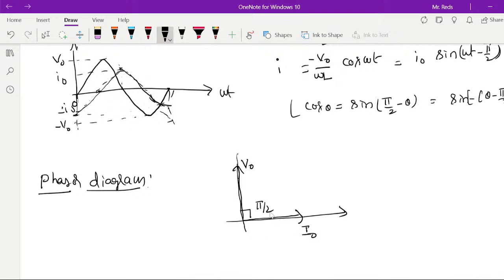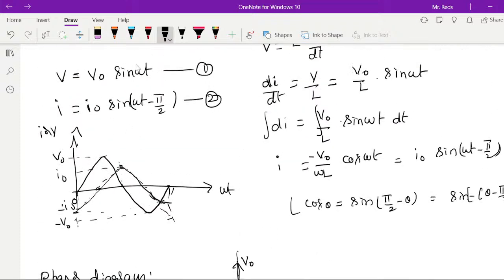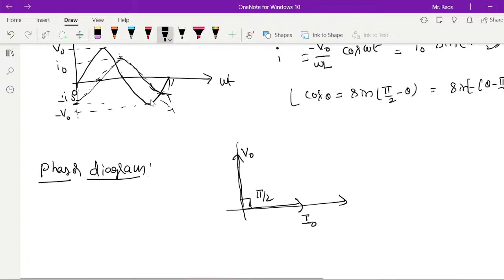Whereas for a pure resistive circuit, both are in the same direction with different magnitudes. Here, both are separated by a phase difference of pi by 2. Here, phase difference. In this, we can understand this. This is the phase of potential, this is the phase of current. So if this is phi 1, this is phi 2, you can say phase difference.